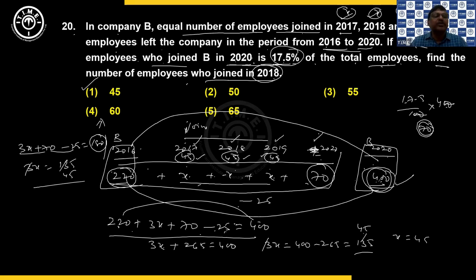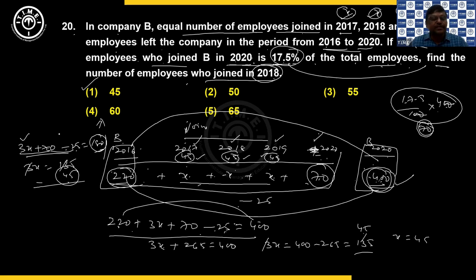So the total number of people who joined is 3x plus 70. 3 years, 3x. And in 2020, 70 people. How has it come? 17.5% of the total of 2020. But 25 employees left, so you have to subtract this. This will be the net increase. But the net increase is 400 minus 220, which is 180. If you solve, you get the x value.